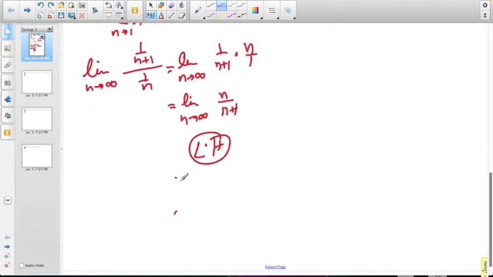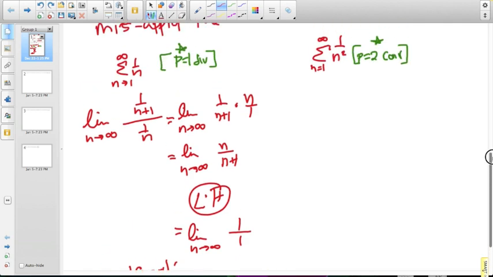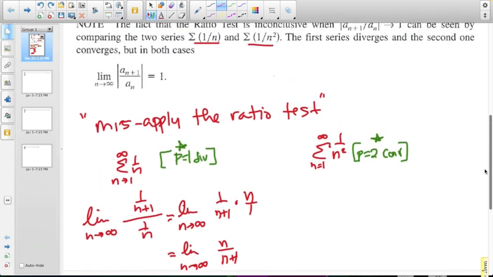And go ahead and get the limit as n approaches infinity. The derivative of n is 1. The derivative of n plus 1 is 1. So we get a value of 1 here. We know it's a divergent series, but we get this value for the limit of 1. And the absolute value means we could also do this with an alternating series. We just need to take that alternator off.